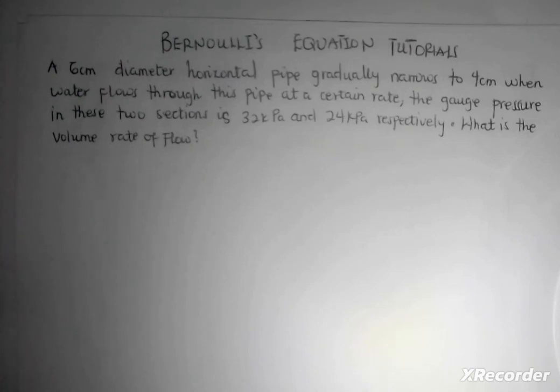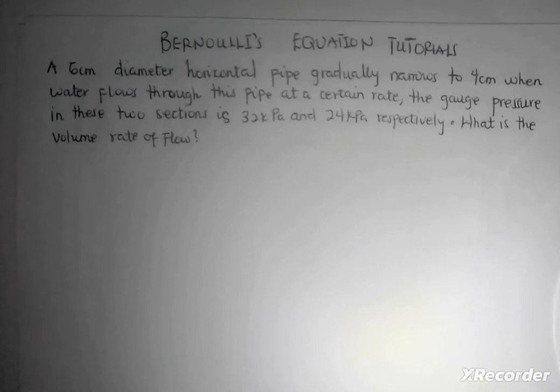It said a 6 centimeter diameter horizontal pipe gradually narrows to 4 centimeter when water flows through this pipe at a certain rate. The gauge pressure in these two sections is 32 kilopascal and 24 kilopascal respectively. What is the volume flow rate? So let's see how you're going to solve this problem.